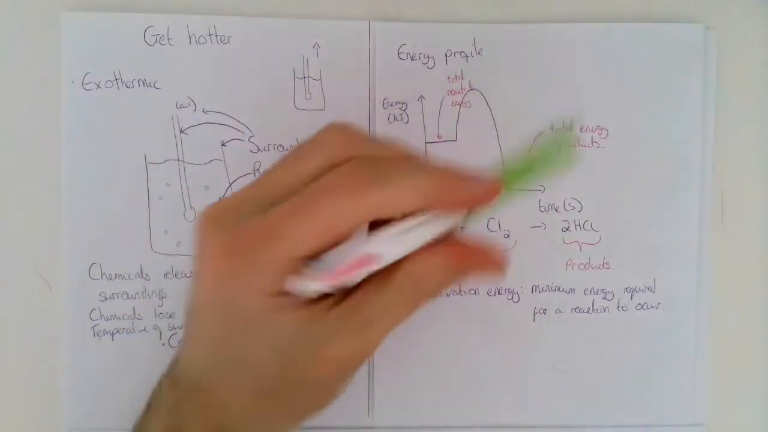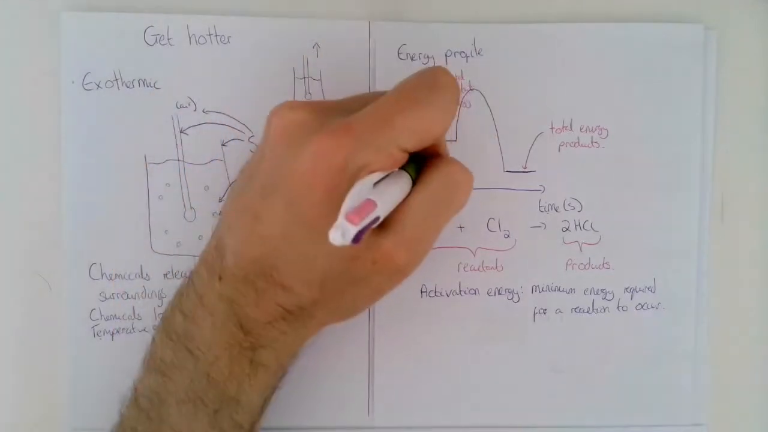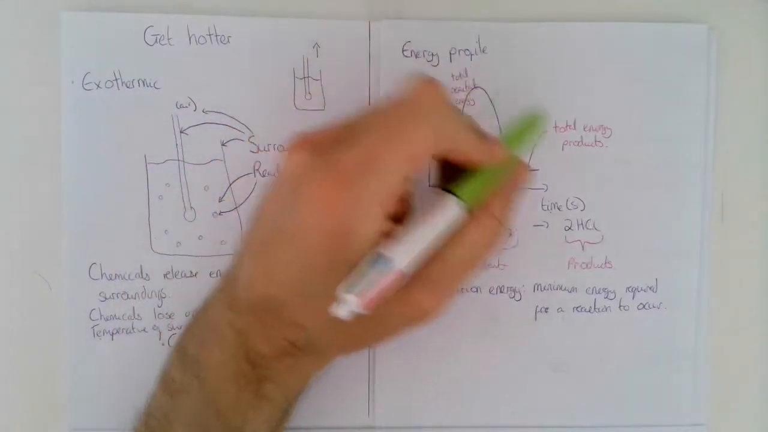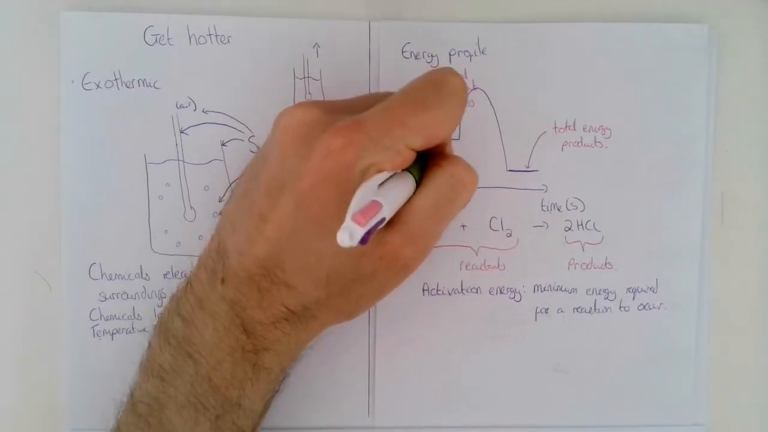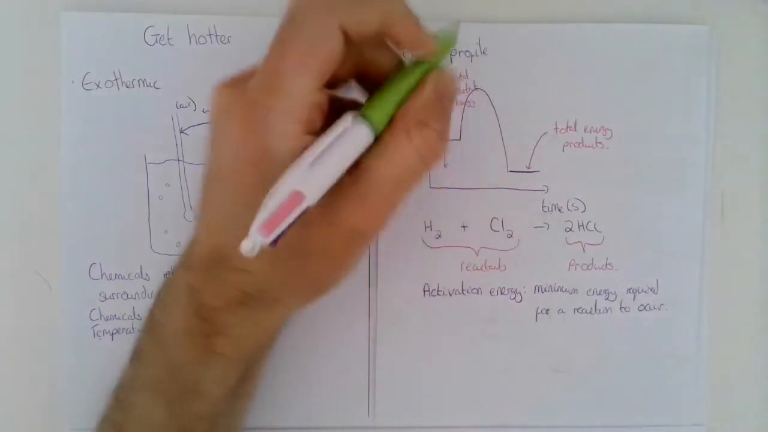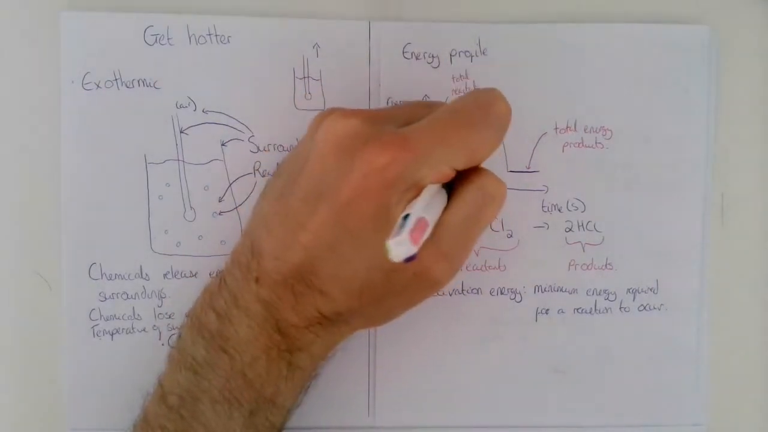So we can label this type of energy profile, and you need to be able to label it. So if that's the total energy of the reactants and that's the total energy of the products, this gap here we can call the energy change.